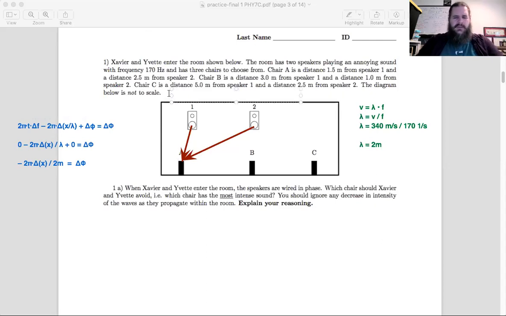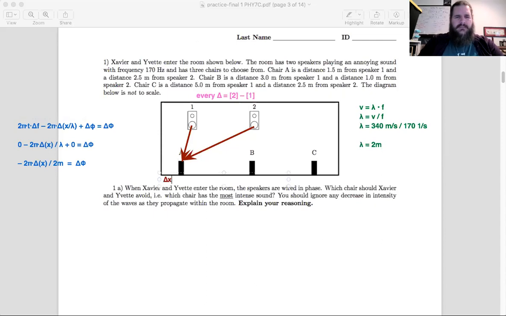Sure, 2 minus 1. Every delta in this problem, we're going to use 2 minus 1. And of course, it doesn't really matter which order you subtract in. You just want to make sure you're consistent about it within a problem. So let's just write here as a note to ourselves, in this problem, every delta is going to be something about speaker 2 minus something about speaker 1. And then let's calculate each of these.